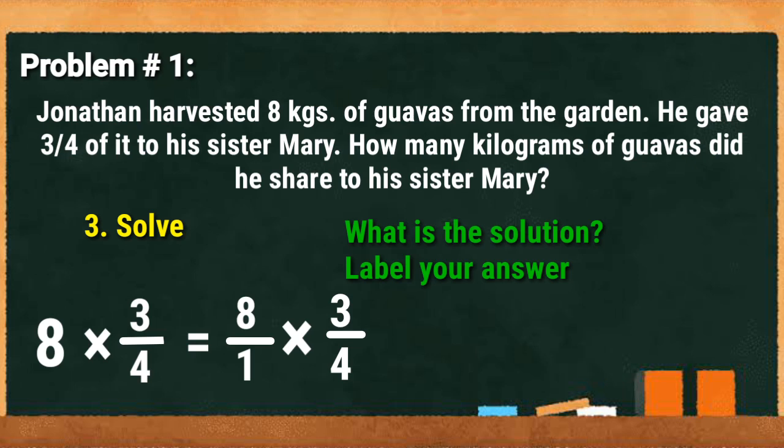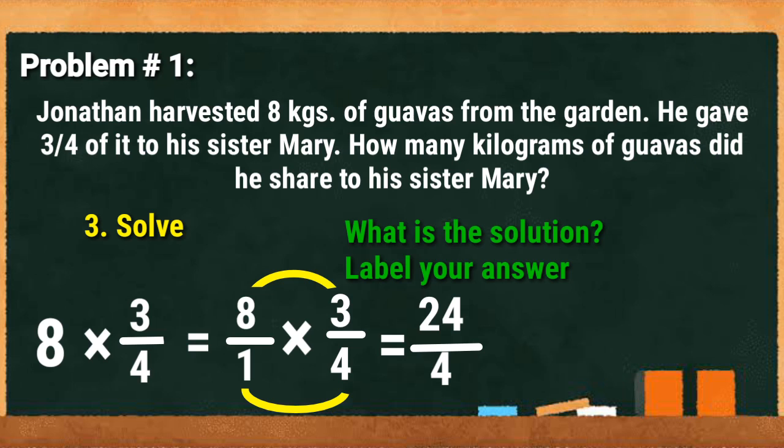So first, we have the numerators. 8 times 3 is 24. And your denominators, we have 1 and 4. So 1 times 4 is 4. Is that your final answer?